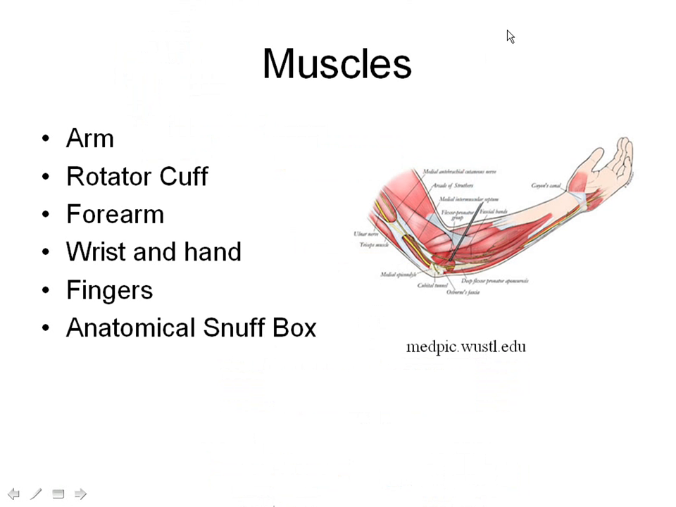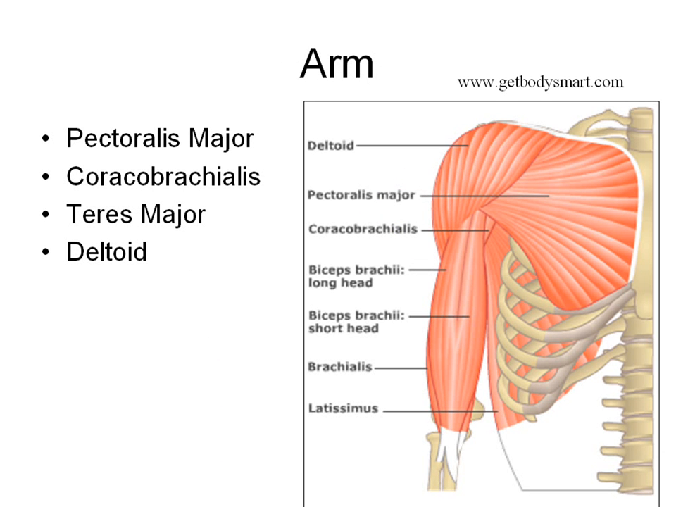So today we're going to be looking at the arm, the rotator cuff, the forearm, the muscles that go to your wrist and hand, the muscles that go to your fingers, and then finally the muscles of the anatomical snuff box. So the arm first. The muscles of the arm include pectoralis major, which we saw on the anterior thoracic wall, coracobrachialis, teres major, and the deltoid.